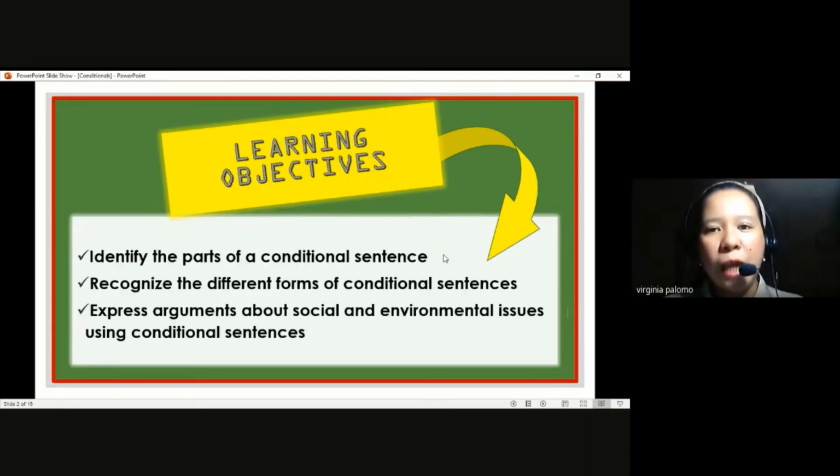So for today's session, our learning objectives are: identify the parts of a conditional sentence, recognize the different forms of conditional sentences, and express arguments about social and environmental issues using conditional sentences. All right, so I will play a video and I want you to take down notes of all the verbs that you can see from this video. So let's start.